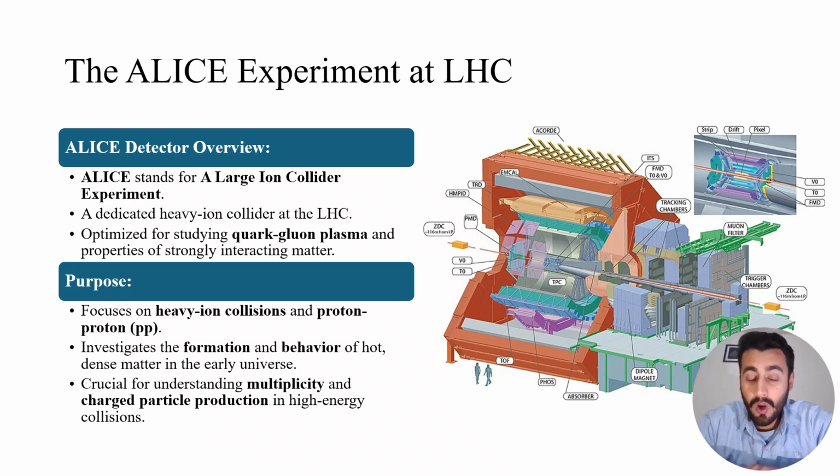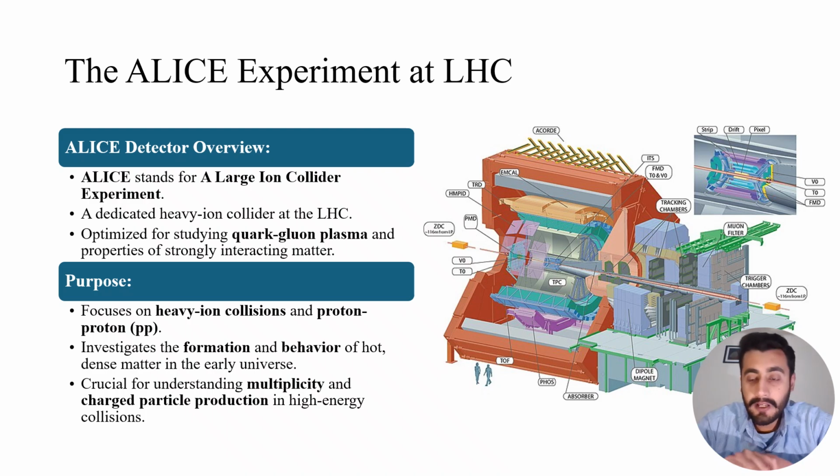So in today's video we are going to discuss the ALICE experiment at the LHC. As you know, we already discussed the LHC, the Large Hadron Collider, in our previous video, and I also discussed with you that we have a total of four main detectors. Today's main detector to discuss is ALICE, the ALICE experiment at the LHC. First of all, we have to know what it stands for.